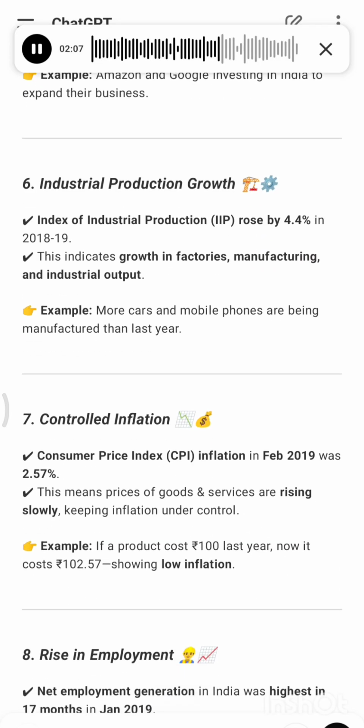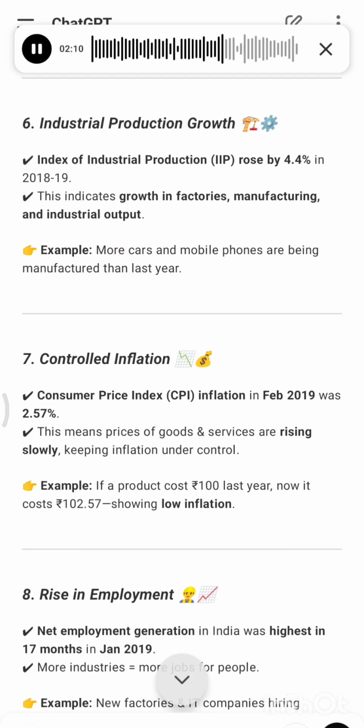6. Industrial production growth. The Index of Industrial Production, IIP, rose by 4.4% in 2018-19. This indicates growth in factories, manufacturing, and industrial output. Example: more cars and mobile phones are being manufactured than last year.